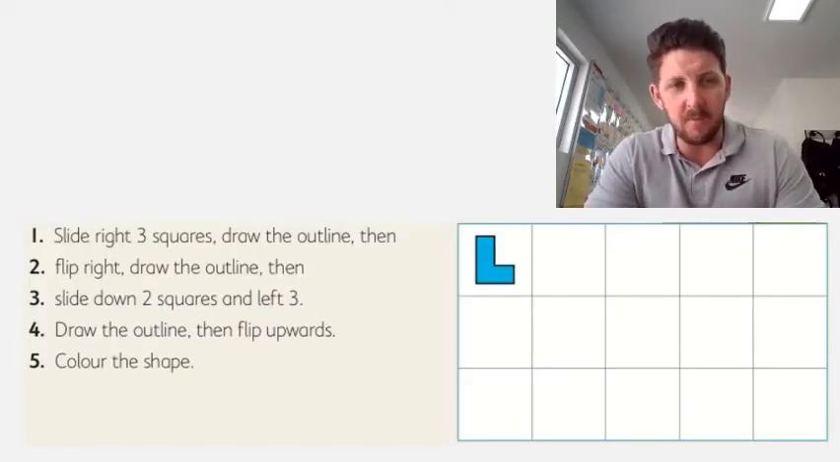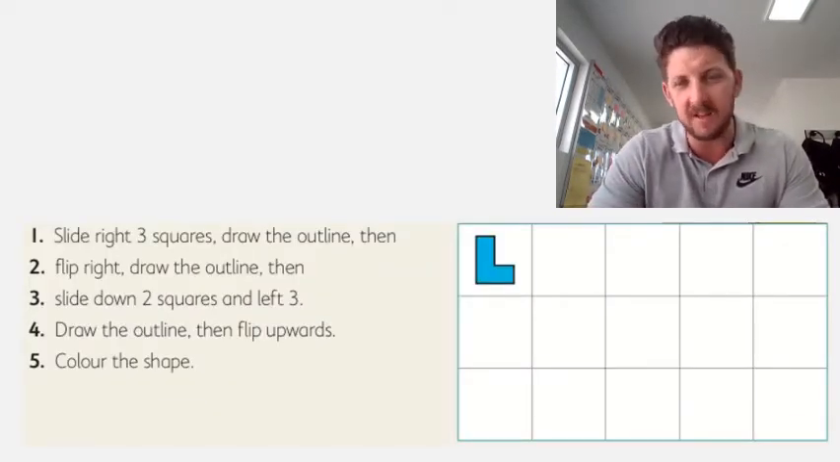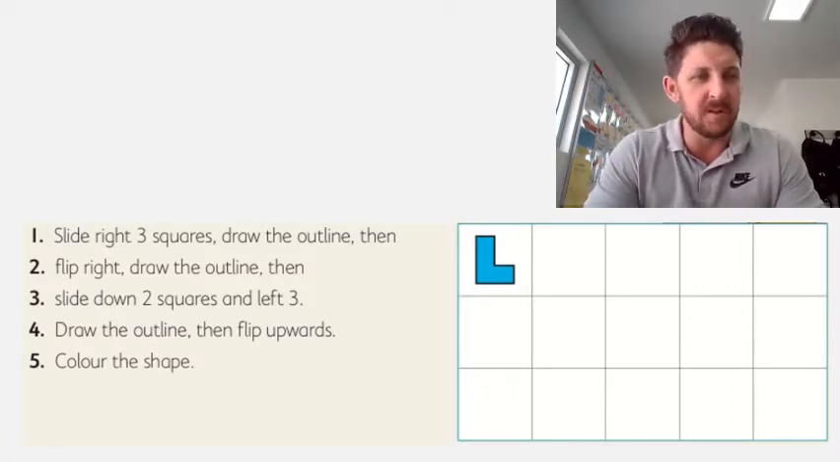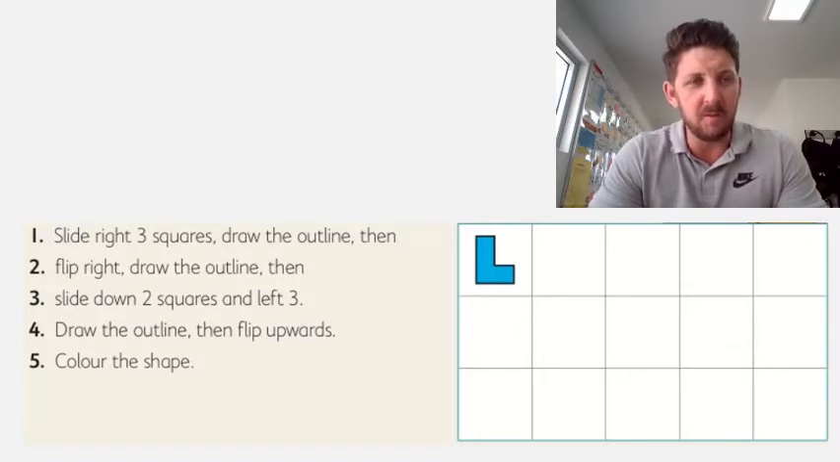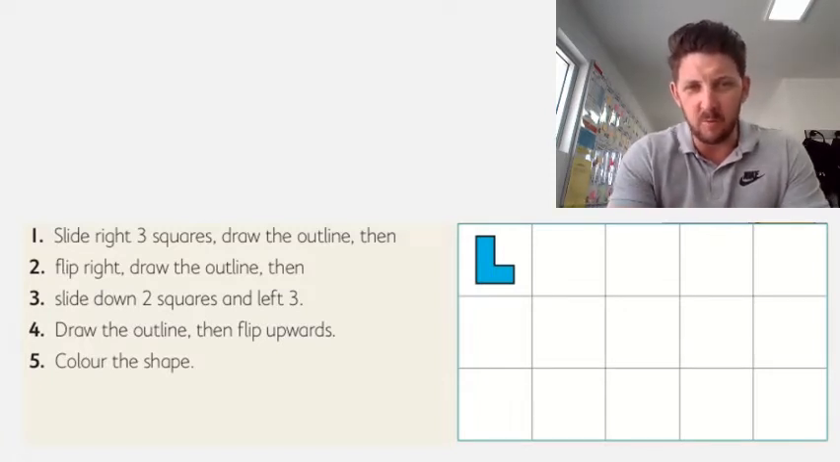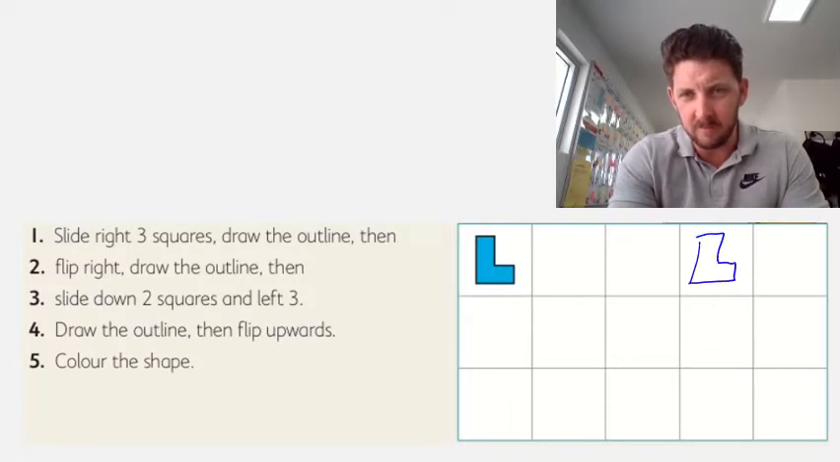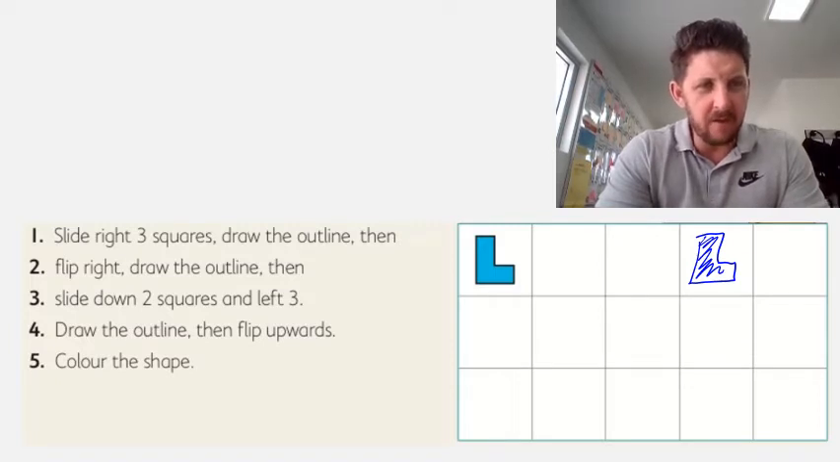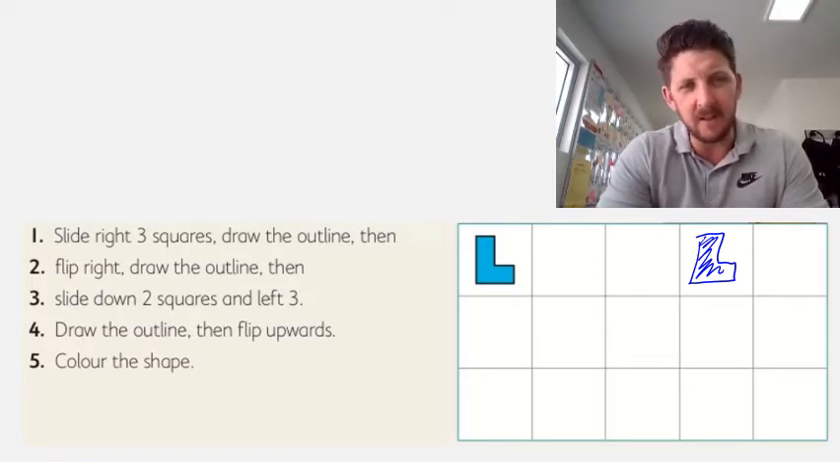Okay, here's an example where you might get more than one thing. Now in this case, it hasn't got translate, reflect. We're using those words, the easy, simple words. So we've said here, slide this right 3 squares, then draw the outline. So I'm going to draw 1, 2, 3. I'm going to draw the outline. There it is there. Flip right and then draw the outline.